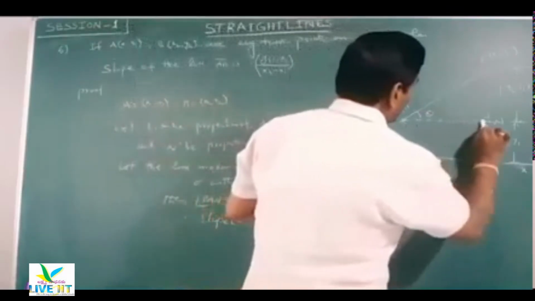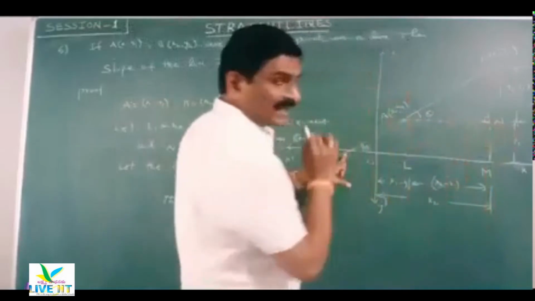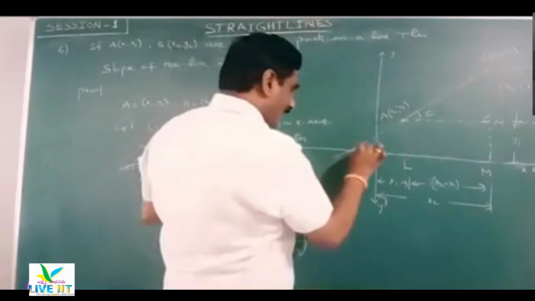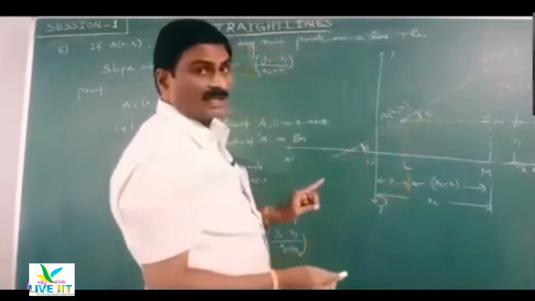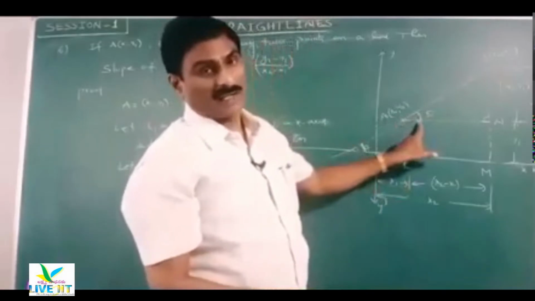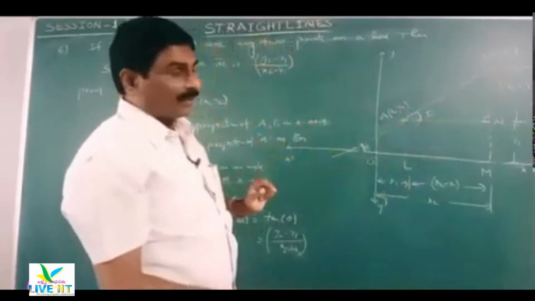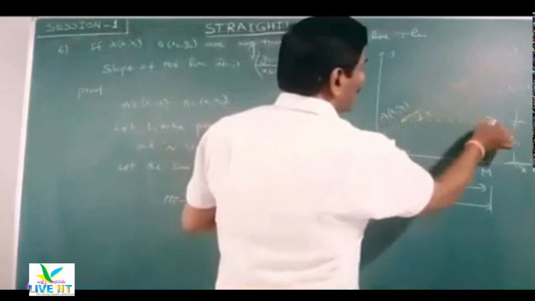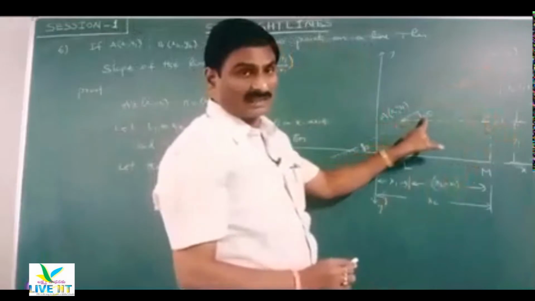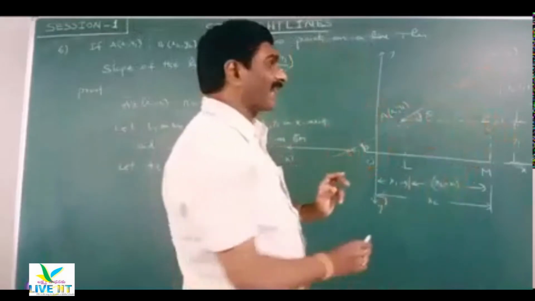Please observe this. AN is parallel to the x-axis. These two are horizontal lines, that means this line is a transversal. That means this angle is theta, and automatically this angle is also equal to theta. These two are corresponding angles. So from this diagram, angle BAN is equal to theta. This angle of inclination is theta, so this value is automatically theta.